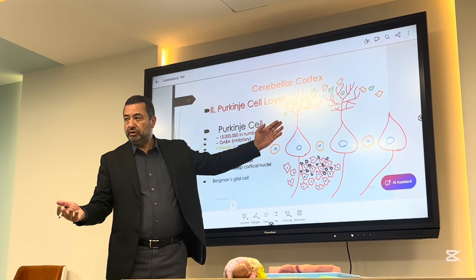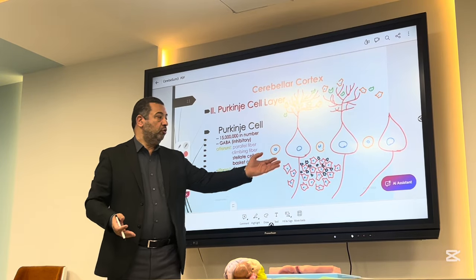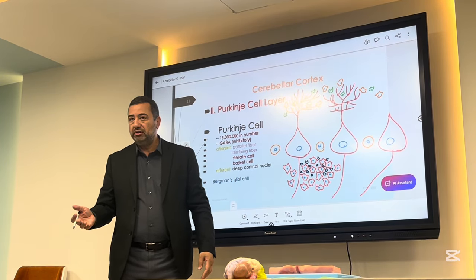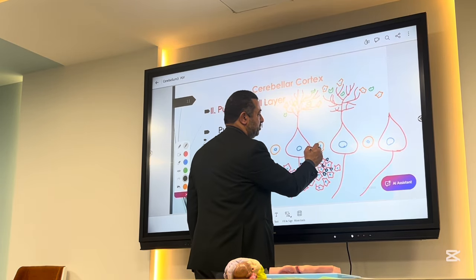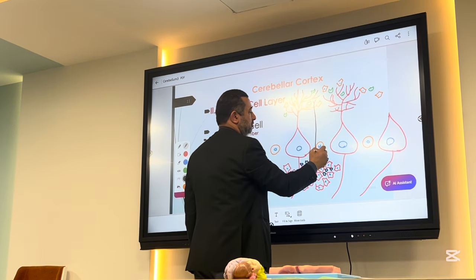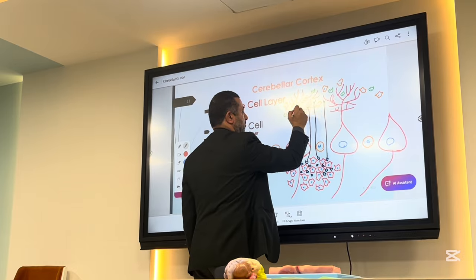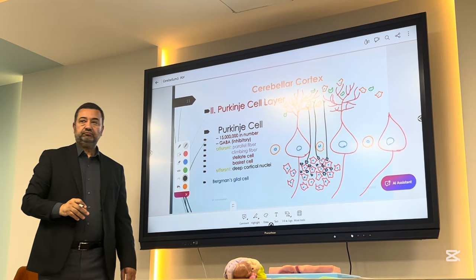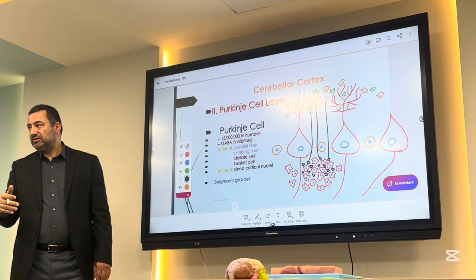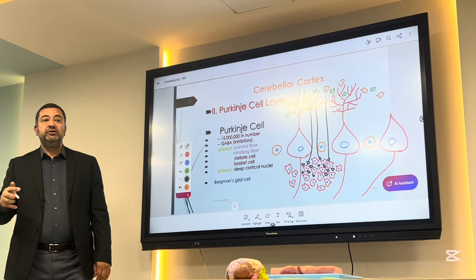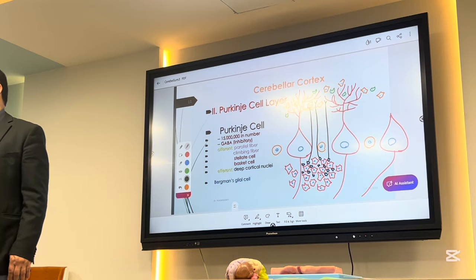Basket cells are inhibitory. Stellate cells are inhibitory. Purkinje cells are inhibitory. Golgi cells are inhibitory. Just granular cells are excitatory. These are excitatory. Okay? In the cerebellar cortex, just granular cells are excitatory. All other cells are inhibitory.